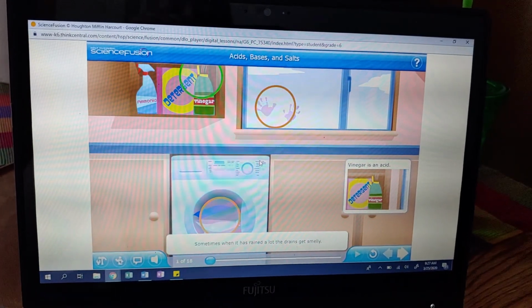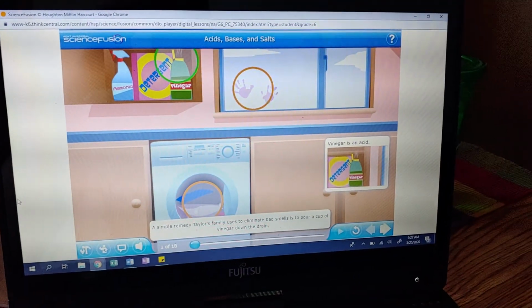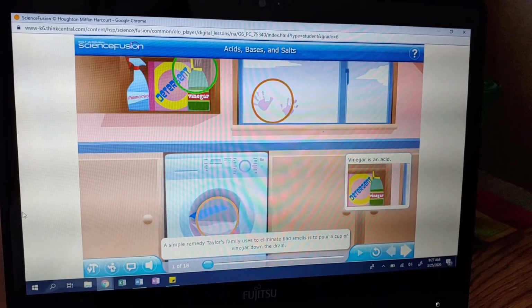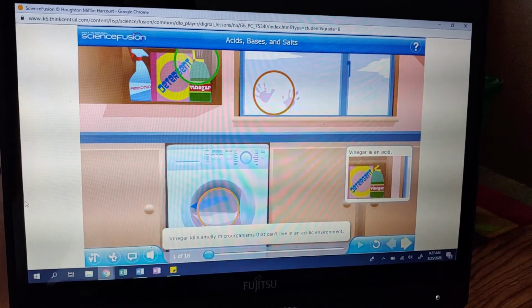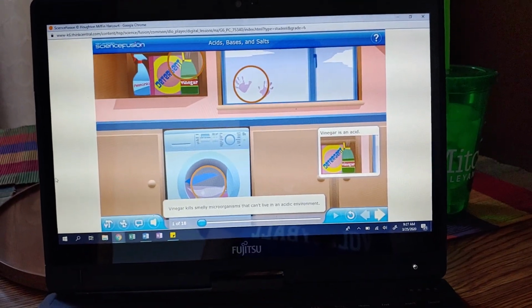Can you smell that? Sometimes when it has rained a lot, the drains get smelly. A simple remedy Taylor's family uses to eliminate bad smells is to pour a cup of vinegar down the drain. Vinegar kills smelly microorganisms that can live in an acidic environment.